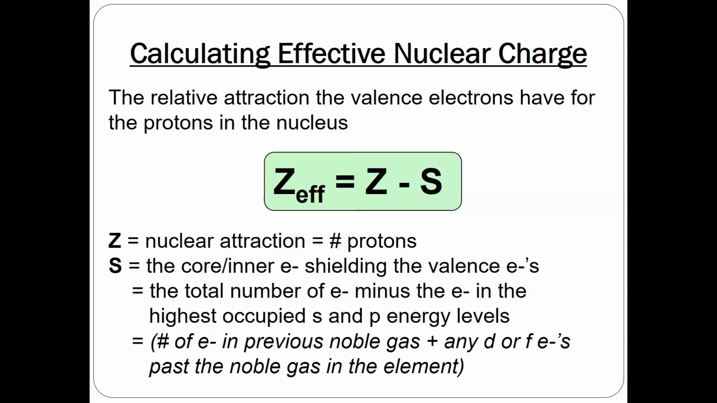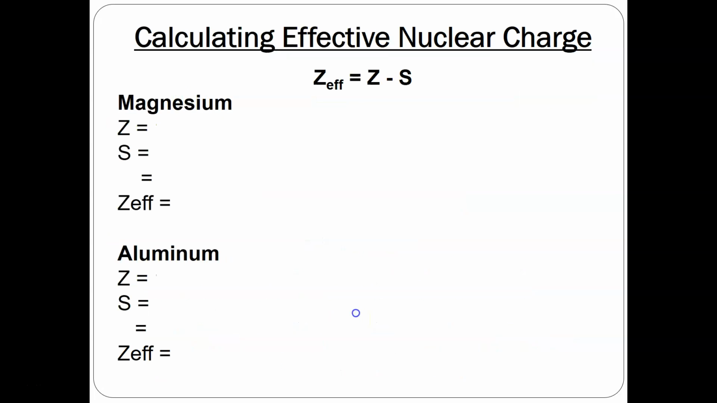because that's all going to be inside electrons. That's why we learned noble gas configuration. Those are all core electrons, inside electrons. And then we also just have to take a look and make sure there are no d and f electrons to throw in there also. Then that will give us our inside total electrons. So let's do an example. Magnesium has 12 protons.